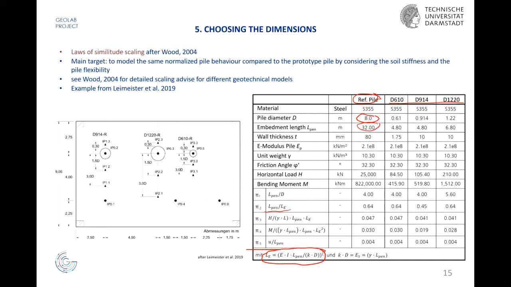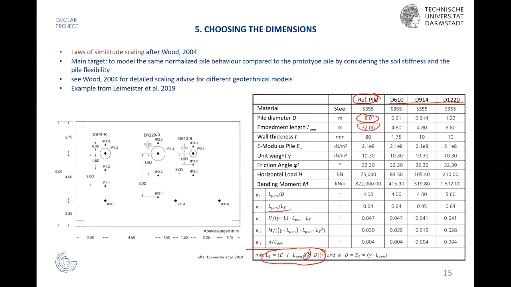Okay, so this elastic length gives you an idea about whether your pile is stiff in comparison to the soil or whether it's flexible, so how it behaves in the soil. So this elastic length also includes the stiffness of the soil by this factor K. So this is your bedding reaction of the pile.